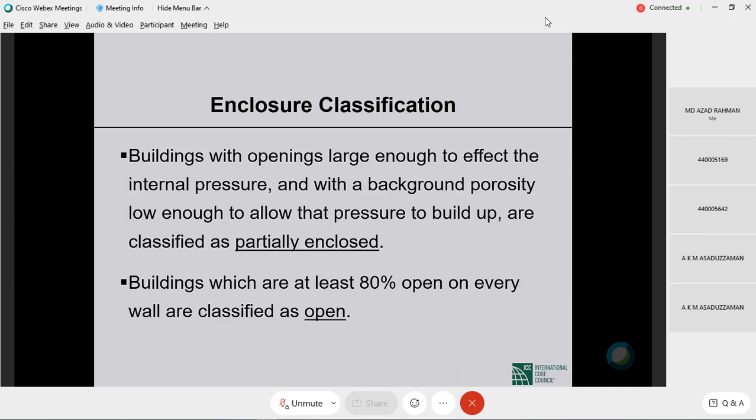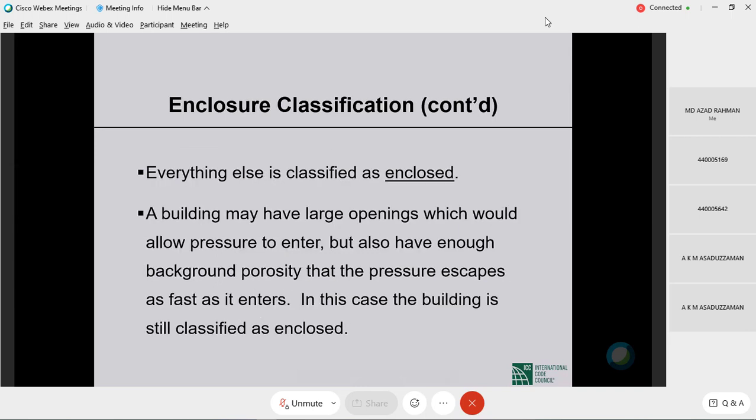Okay, one more time. A partially enclosed building has windward openings. It has suction openings, but windward openings predominate. So more wind comes in than can get out. So positive internal pressure builds up. That is a partially enclosed building. And then ASCE 7 says, if a building is neither open nor partially enclosed, it is enclosed.